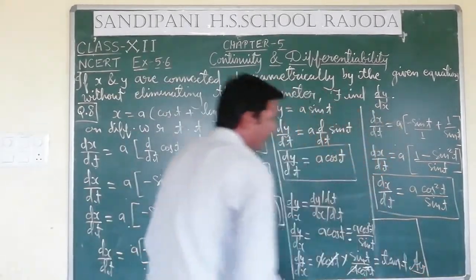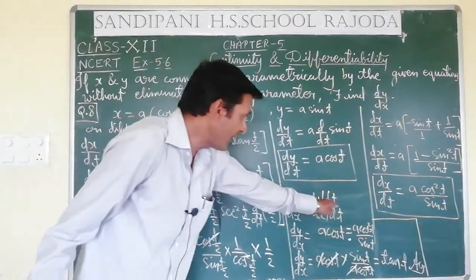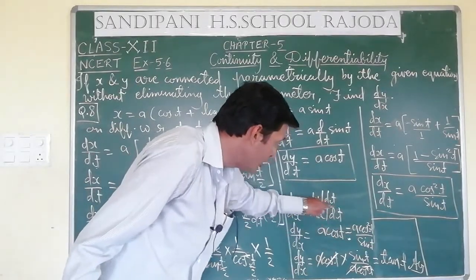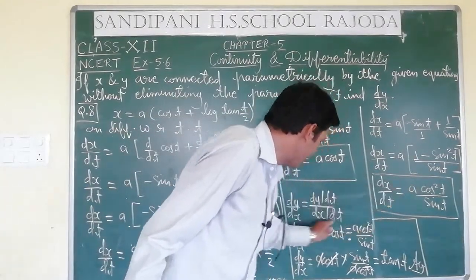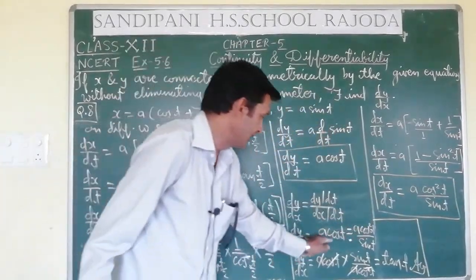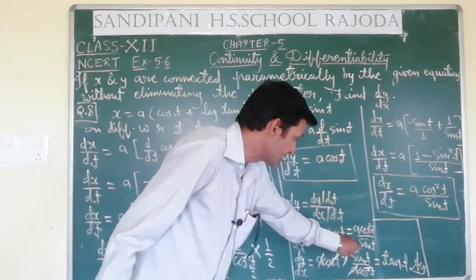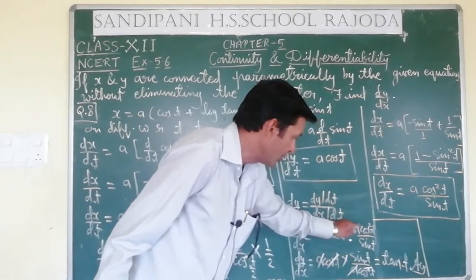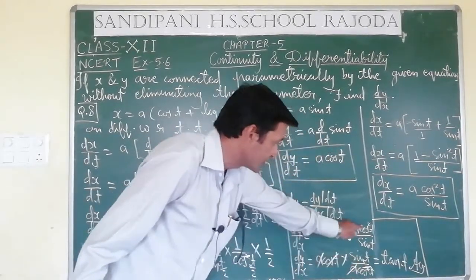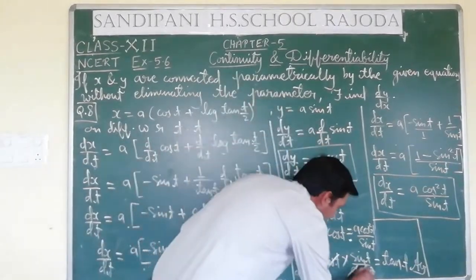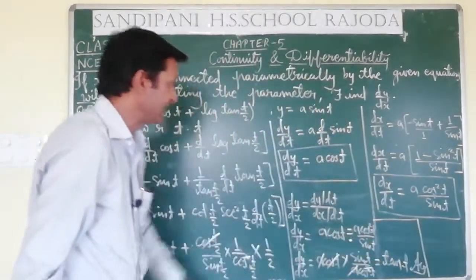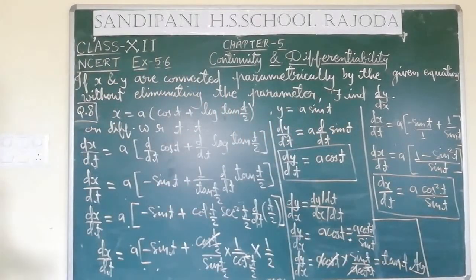Again I am explaining it, please listen. Here dy by dt is a cos t, and here it is the division symbol, so it is divided by dx by dt, which is the denominator, a cos square t upon sin t. If we change it to multiplication, then this denominator will become the numerator and the numerator will become the denominator. Then a is cancelled, and cos t is cancelled by the cos square t there, so sin t upon cos t is tan t. This is our answer for question 8.